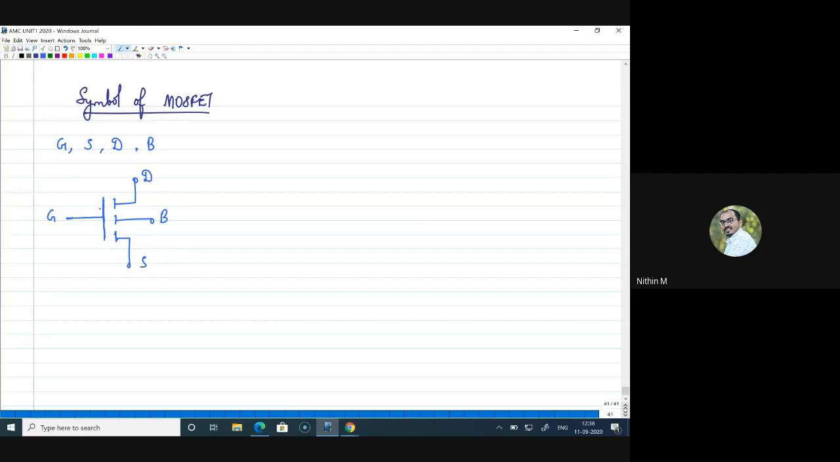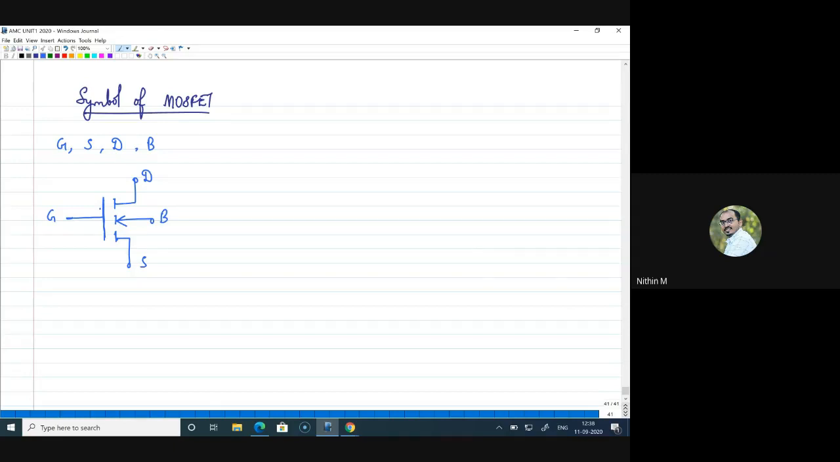You will probably also see an arrow mark in the body. Generally an arrow mark in a device shows the actual direction of current flow. But in this case there is no current flow; we are not trying to get any current from body to the source or drain. But to show that it is a p substrate, if that junction is forward biased, the current flow will be in that direction. That is the meaning of this symbol.